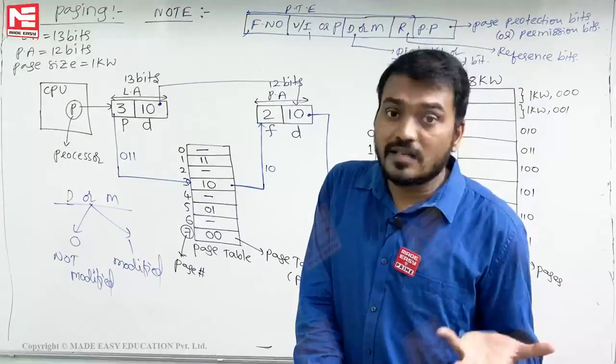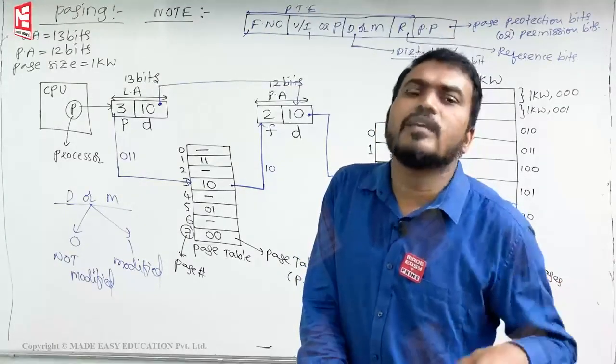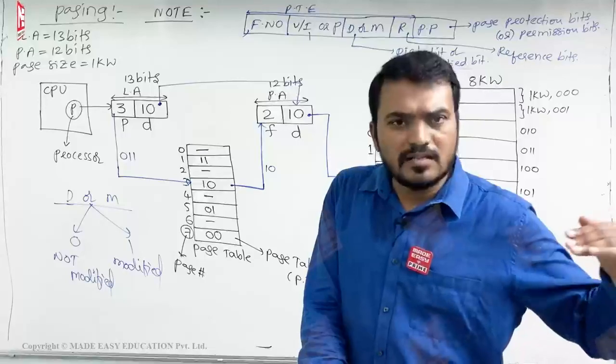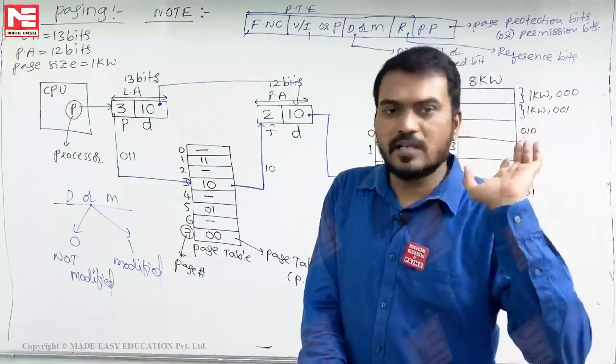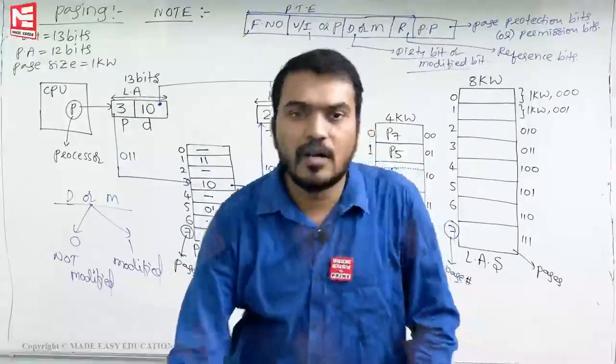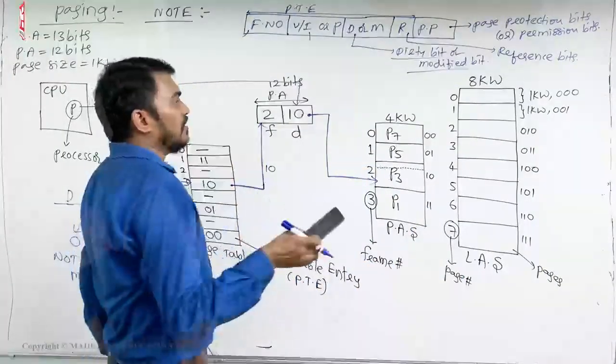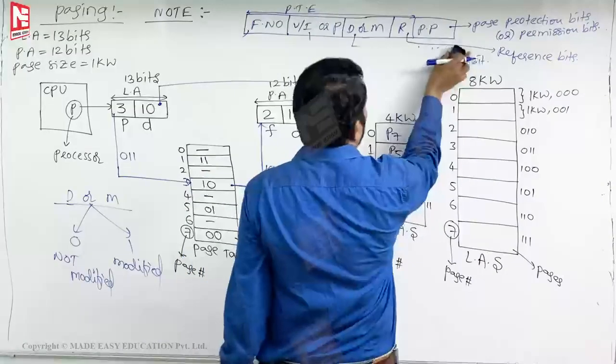So when you are accessing the page, sometimes it may modify. Is that clear? Maybe while accessing it is changing some instruction in that. If it is modified, it will simply set the modified bit to 1. Is that clear? So that is the meaning of dirty bit or modified bit. The next is a reference bit.